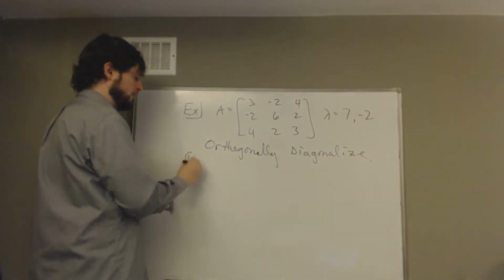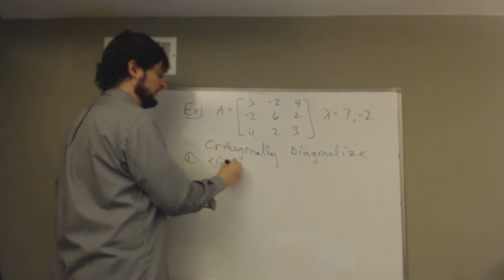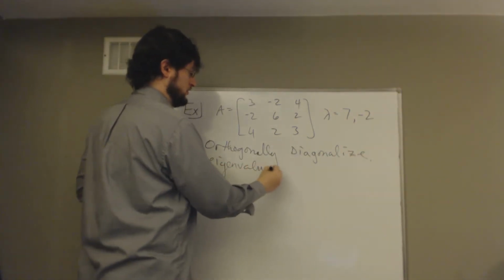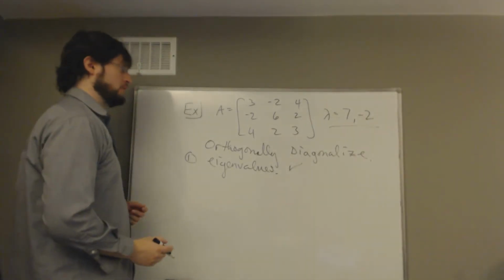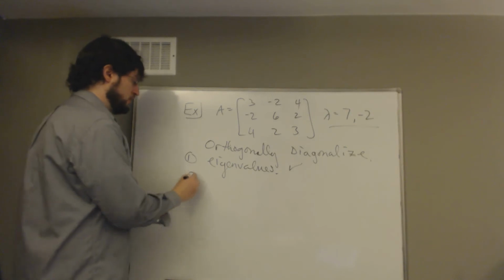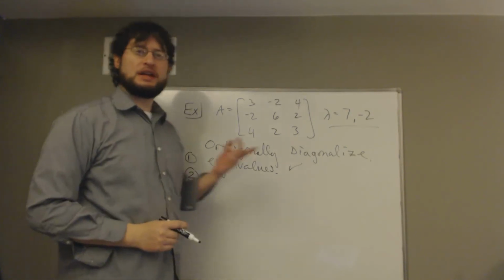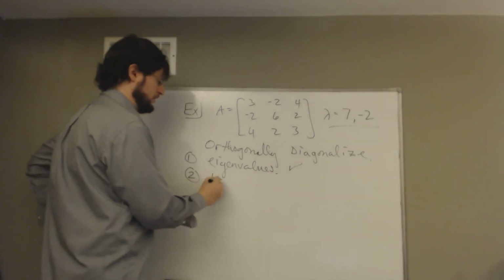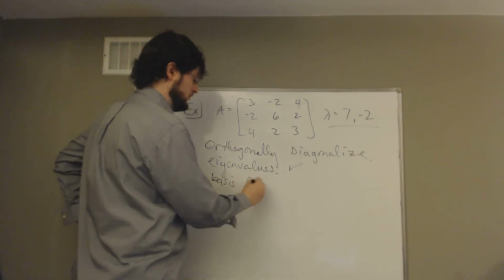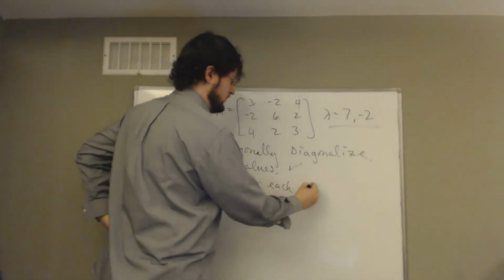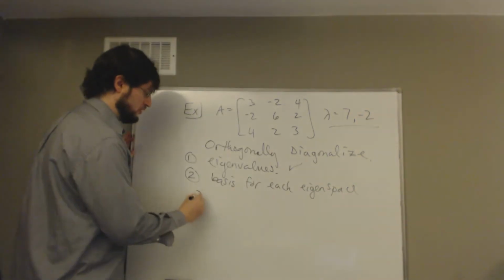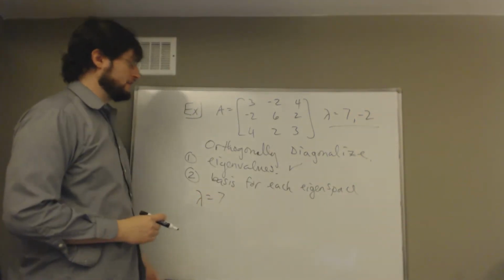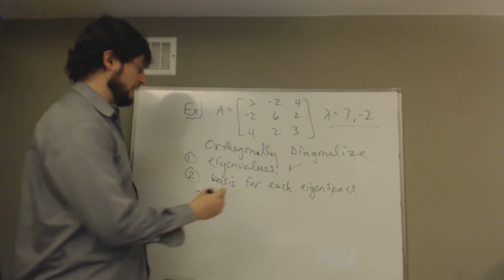Right, so step 1, find the eigenvalues. Well, I gave them to you. All right, we're done with that. So that's lambda equals 7 and lambda equals minus 2. Step 2, we need to find a basis for each eigenspace. So let's do that. We need to start with one of the eigenvalues. Let's look at lambda equals 7.